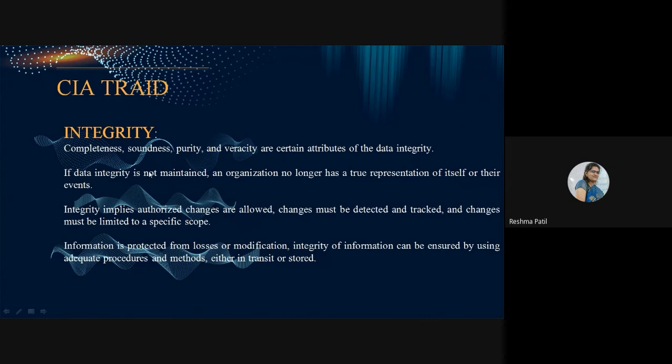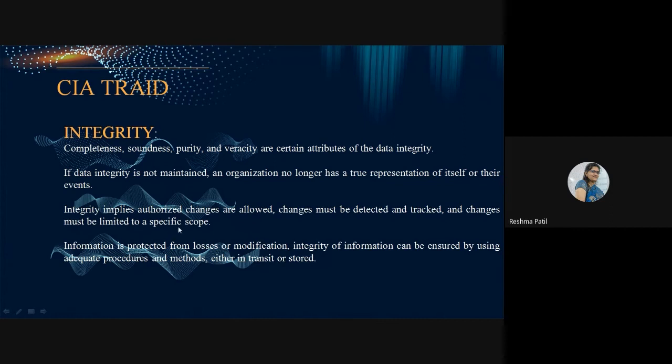If data integrity is not maintained, an organization no longer has a true representation of itself or their events. If something has happened, something is lost or changed during transition, you will not trust that organization. So here, if the data integrity is not maintained, an organization no longer has a true representation of itself or their events.